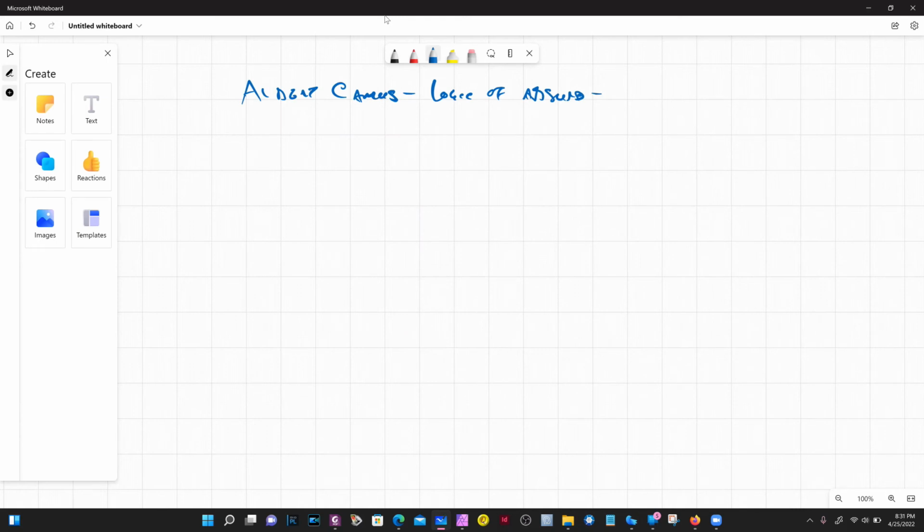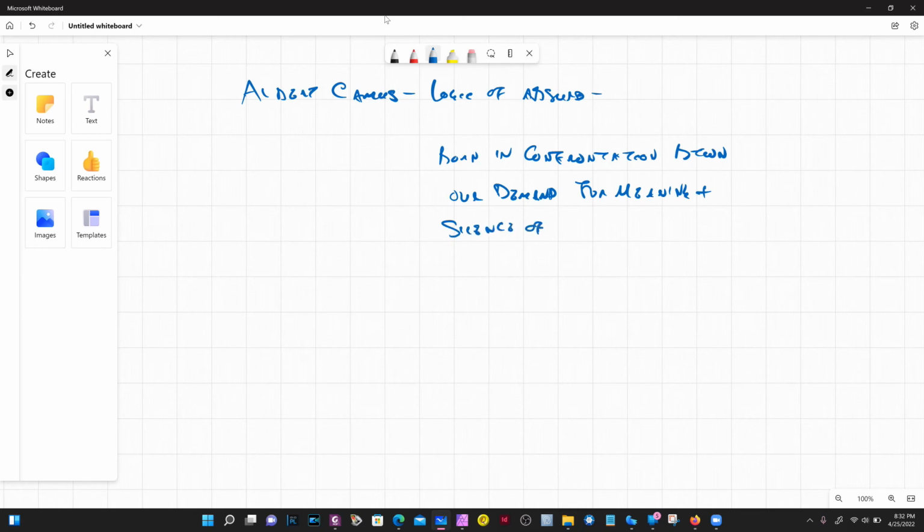Camus, throughout his work, refers to the logic of the absurd. The absurd, he said, is born in the confrontation between our demand for meaning and the silence of the universe. And the operative word here is silence. We can demand all the meaning we want, but that does not mean that the universe will respond.